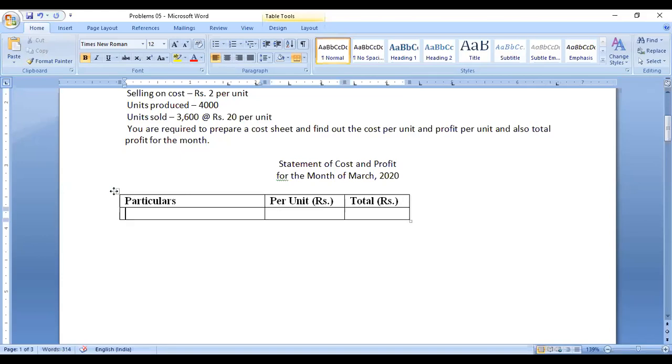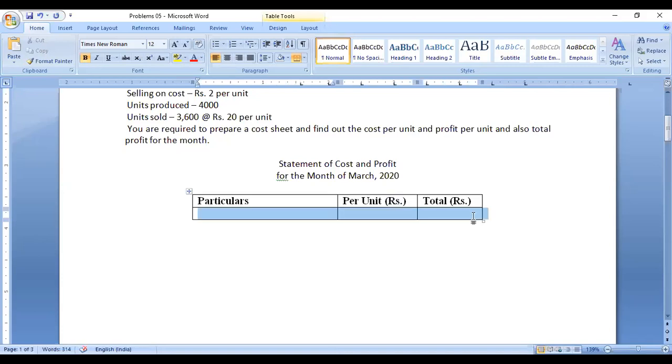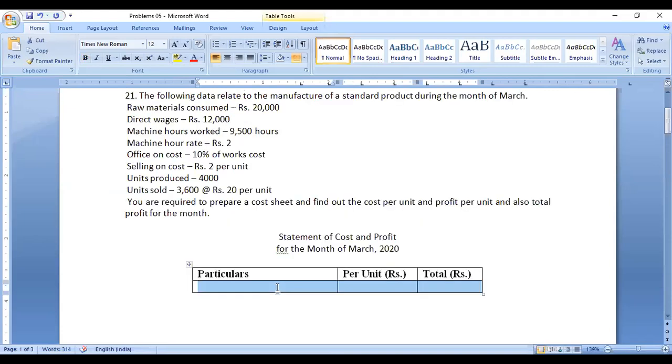Now we can start with the cost sheet format. First one is raw materials consumed. This amount is given in your question. That amount is raw materials consumed, 20,000 rupees.